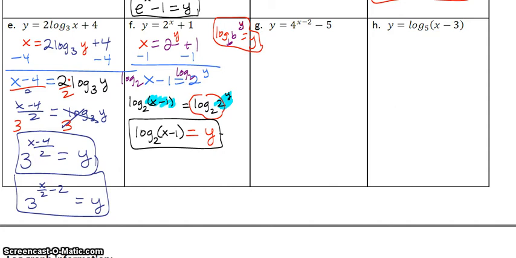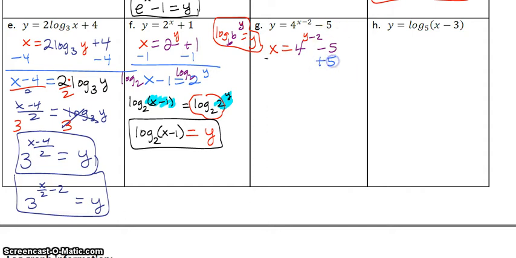Let's try part G. So similar problem. Before I take a log of both sides, I want to get the exponent by itself as much as possible, or the exponential statement. So this time, actually, you know what? Don't let me forget to switch them quick. So switch my x and y. Okay, there we go. Now I'm going to solve.